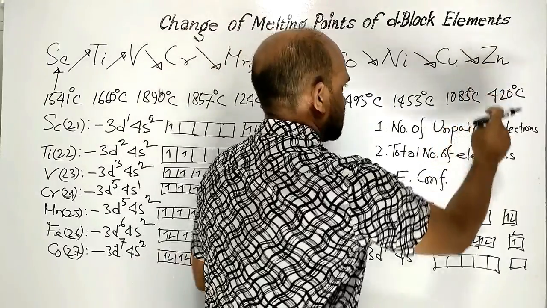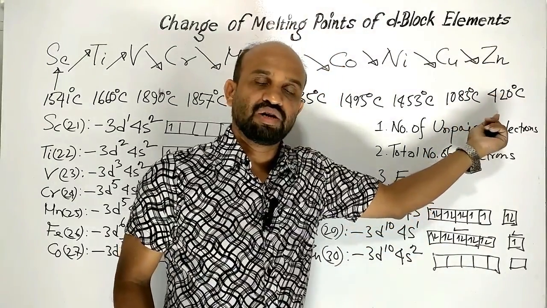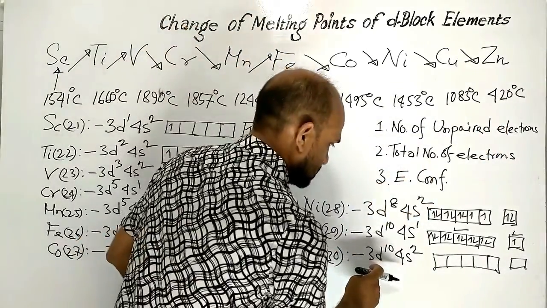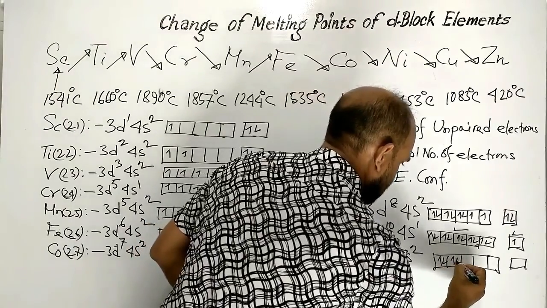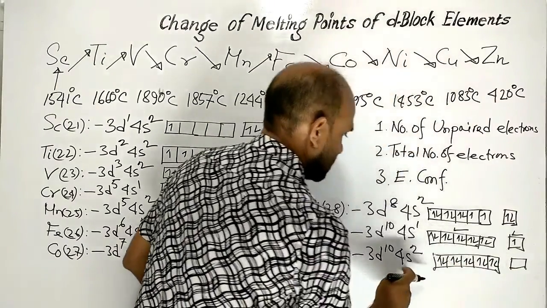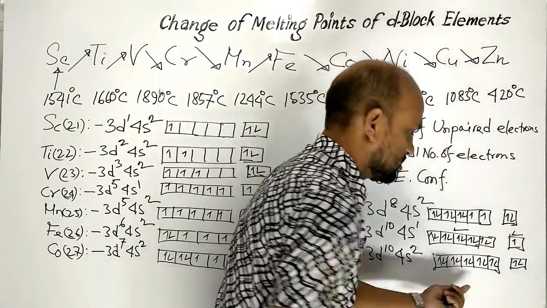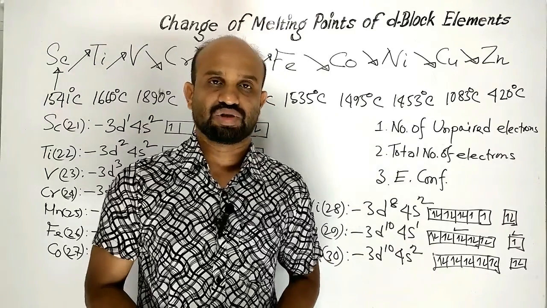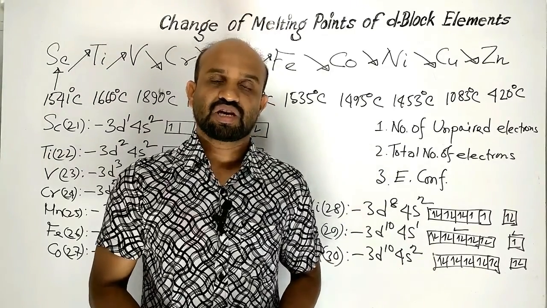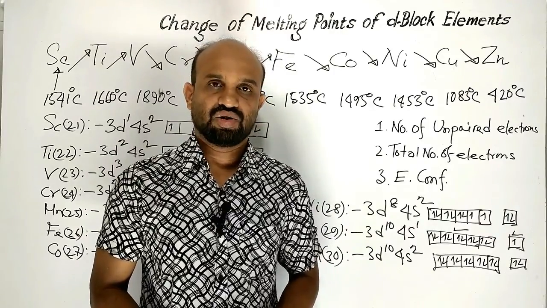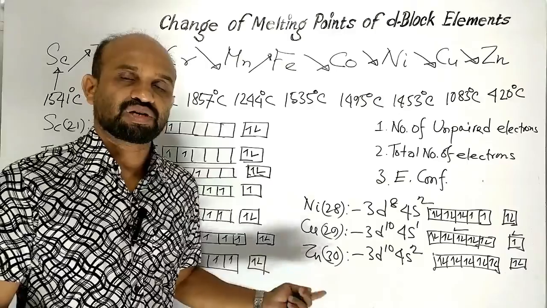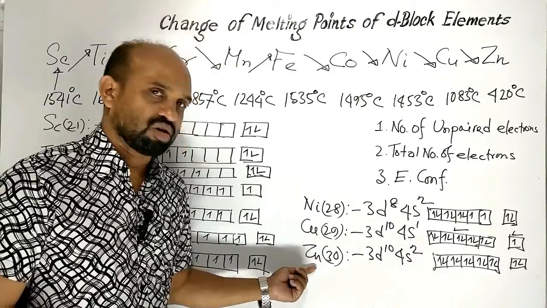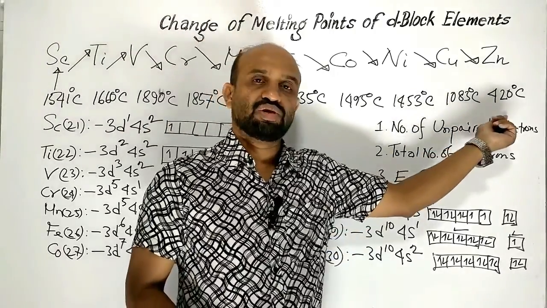Now let's see about zinc. Zinc's melting point is only 420 degrees Celsius. Why? Let's see. Zinc 30: the d orbital is fully filled with 10 electrons, and the s orbital has 2 electrons. Both the orbitals are completely filled with electrons, which is a very stable electronic configuration. That is why in the case of zinc, the metallic bond becomes weakest. For this reason, the melting point of zinc is only 420 degrees Celsius.